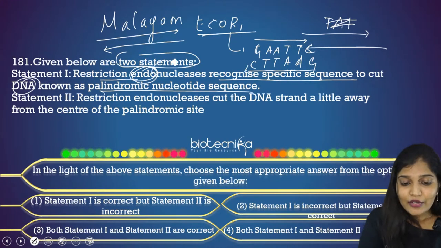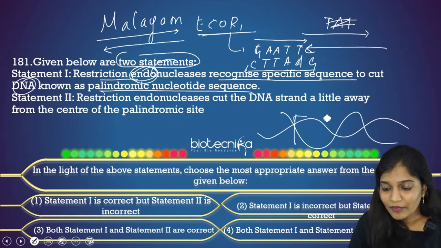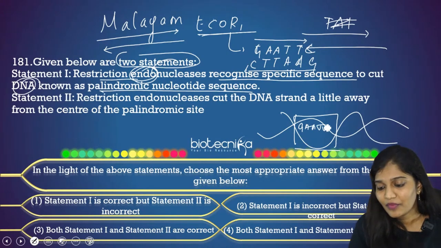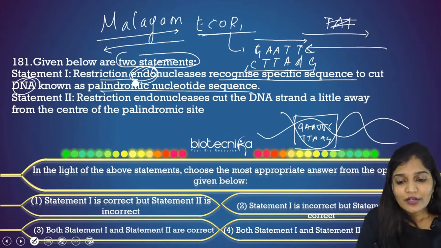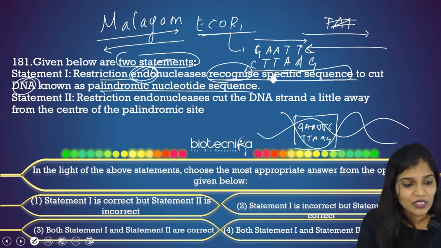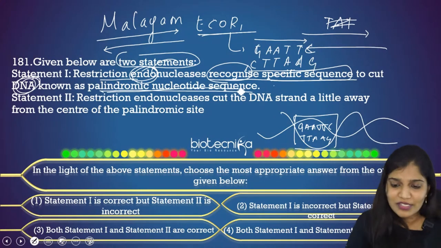So what they're telling, endonuclease usually cuts a DNA in the center. Very specific sequence. Suppose if it is going to have GAATTC, and here it is going to have GAATTC. So a restriction endonuclease recognizes a specific sequence, correct? Very specific sequence to cut a DNA. Very specifically, palindromes they used to cut. So this is a correct statement.